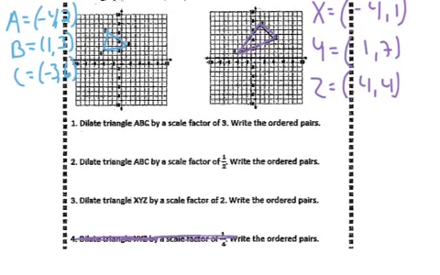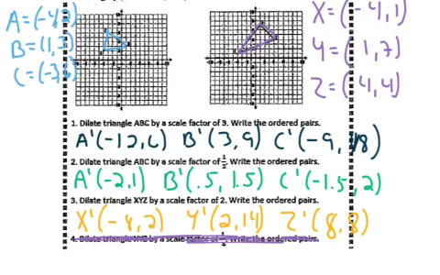Do not worry about 4. So just answer questions 1, 2, and 3. Remember, when they give you the scale factor, you are literally multiplying every single value in your ordered pair by that particular number. So pause your video, and when you're ready, press play.